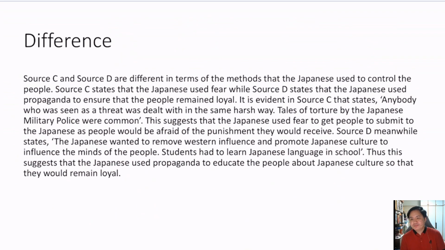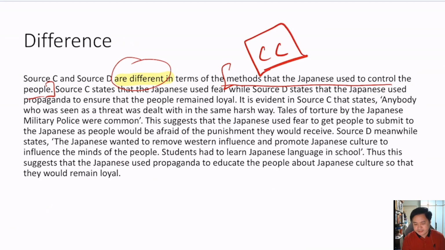Now, let's look at the difference. Now again, ATQ from the start, both source C and D are different. Tell me the criteria first. The methods to control the people. Very clear here. I didn't start with the inference of individual sources. I started with the combined topic I'm looking at. The combined common criteria, or the CC, is here. The methods to control. How did I get this? I got this by close reading of both sources to look for a topic that has clear contrasting inferences. So it's the method used to control the people. After this, I will write my inferences for both sources and explain how they contradict with one another.